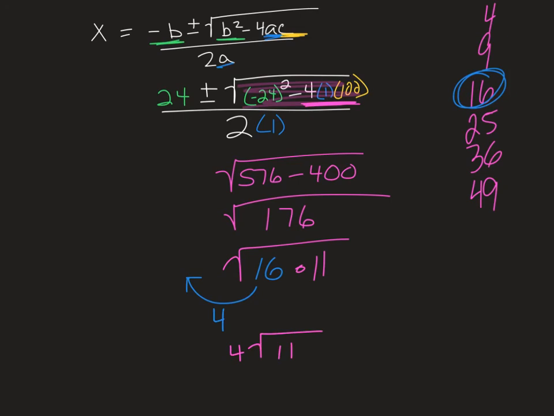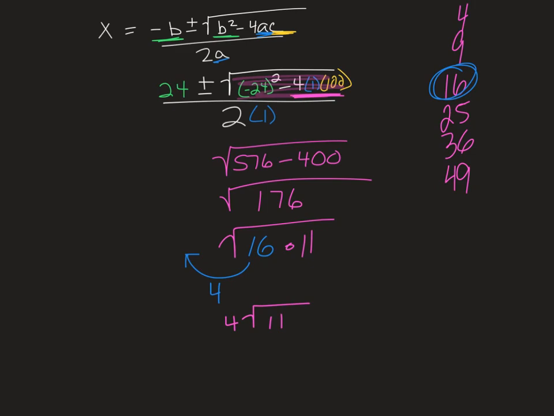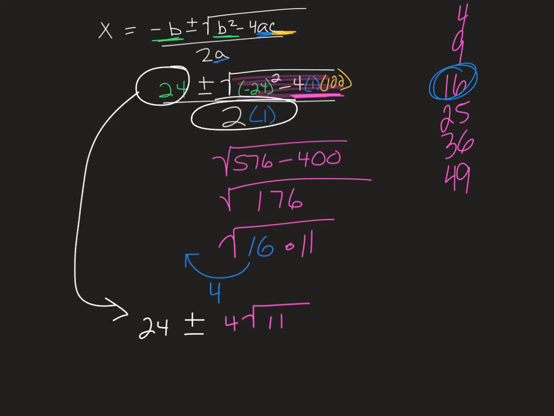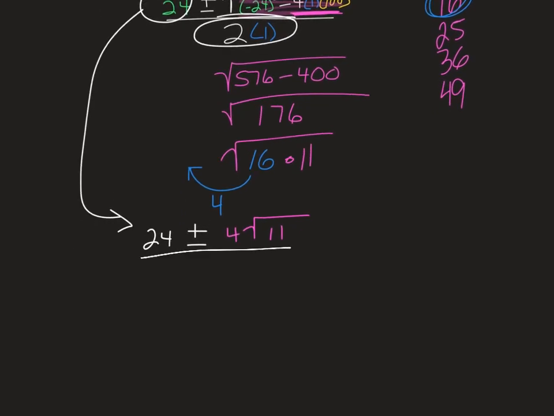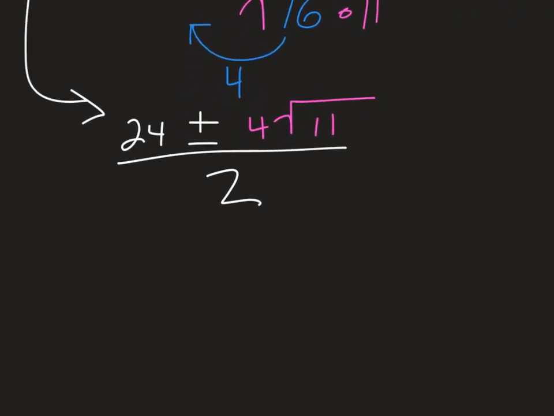So now I need to turn my attention back to the earlier parts of the problem. I've got that positive 24 that I need to bring down. So it's 24 plus or minus 4 radical 11. And then 2 times 1, which is obviously 2. So all of that is going to be over 2.